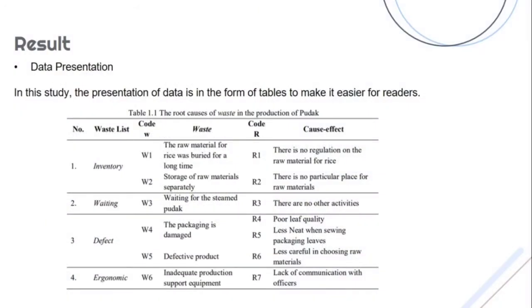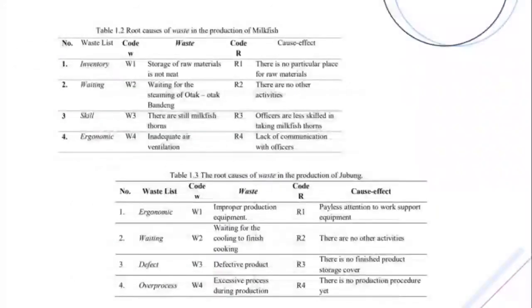Result. Data presentation. In this study, the presentation of data is in the form of tables to make it easier for readers. It can be seen in the product table that there is a waste list. For example, number 3, in the waste list there is a defect, with the waste being damaged packaging, with an impact on poor leaf quality. After knowing the waste from each production sector, we now determine the priority risk of each waste.